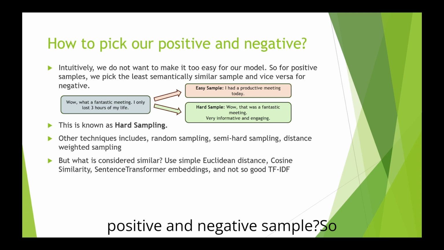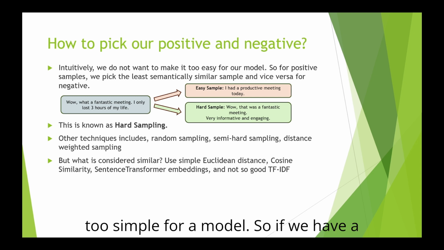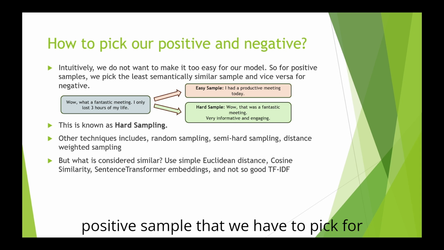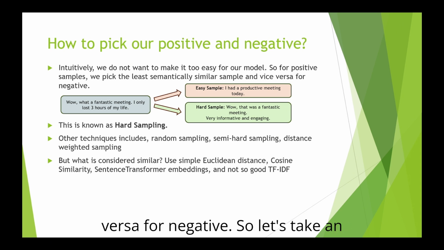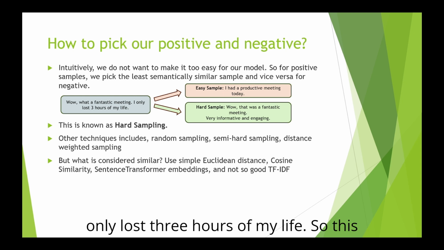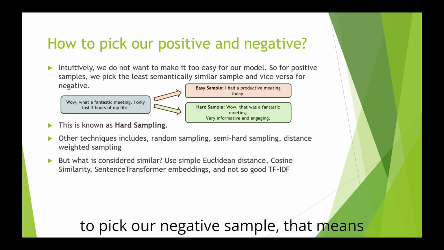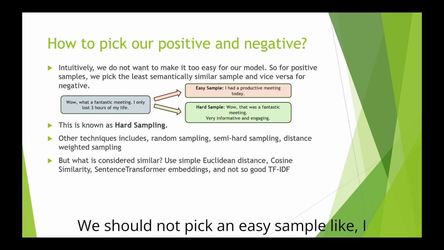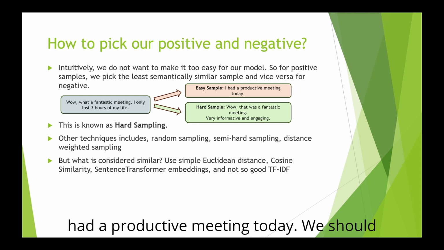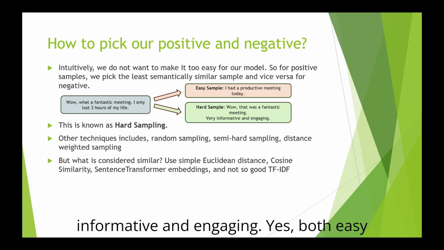Okay, so how do we pick our positive and negative samples? Intuitively, we do not want to make this too simple for the model. If we have to pick a positive sample for the anchor, meaning one with the same label, we want to pick the least semantically similar sample, and vice versa for negative. So let's take an example. "Wow, what a fantastic meeting, I only lost 3 hours of my life." This is a sarcastic sentence, and when we want to pick our negative sample, that means we want to pick a non-sarcastic one. We should not pick an easy sample like "I had a productive meeting today." We should instead pick a harder sample like "Wow, that was a fantastic meeting, very informative and engaging."